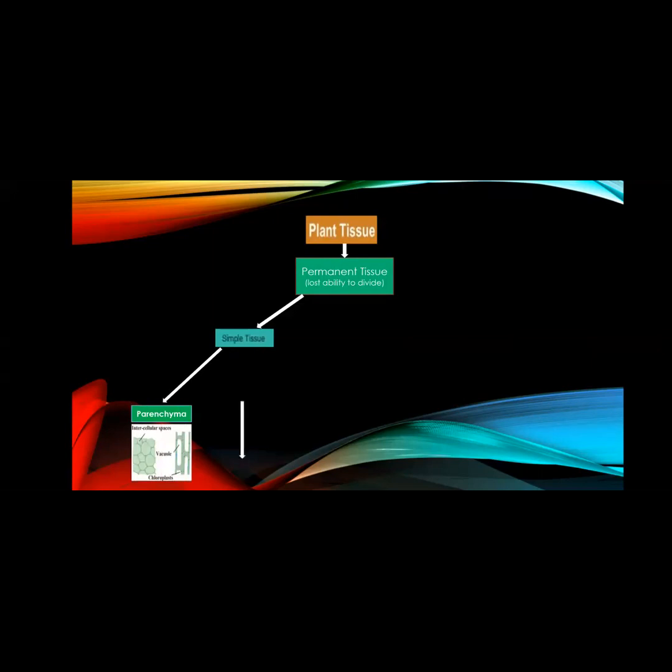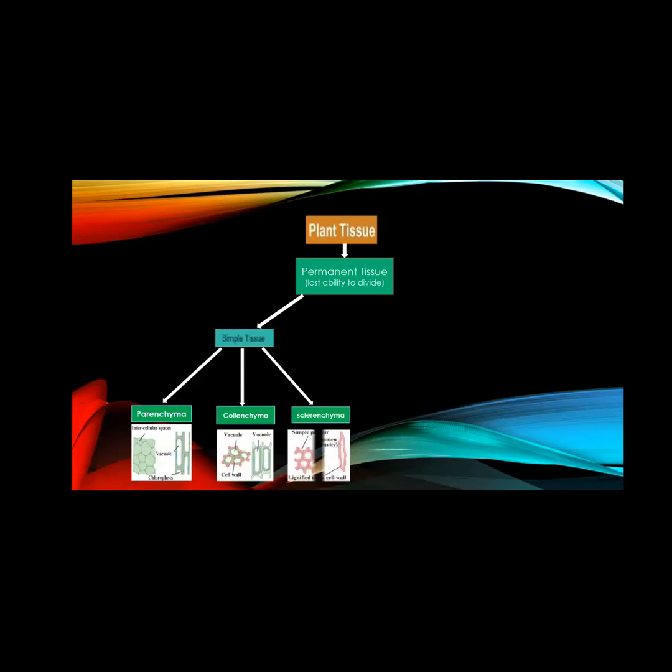This is how it looks like. The second one is collenchyma, which are again the living cells, but are thick-walled and elongated cells. These are usually found in the stems of the plant, and it provides support to the plant tissues. Third is sclerenchyma. They are also known as dead cells, no cytoplasm. They have very thick walls with deposition of lignin on the cell wall.